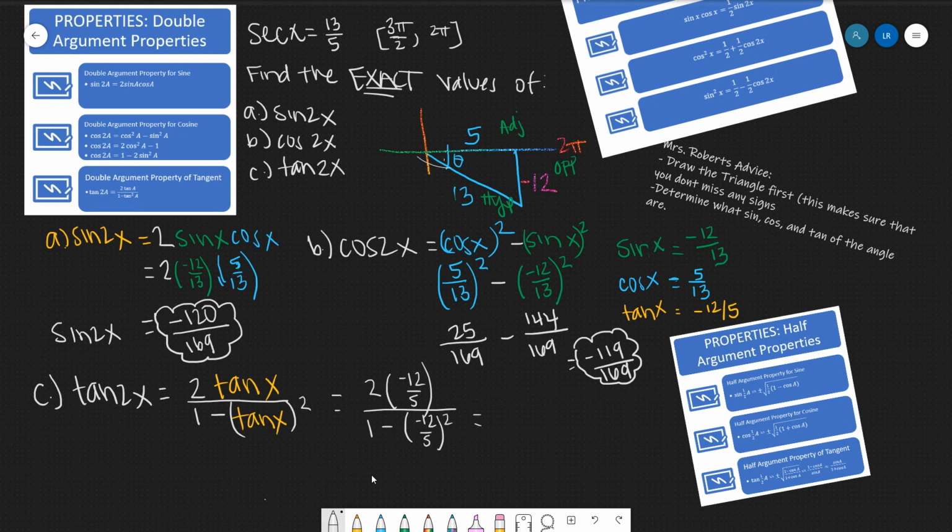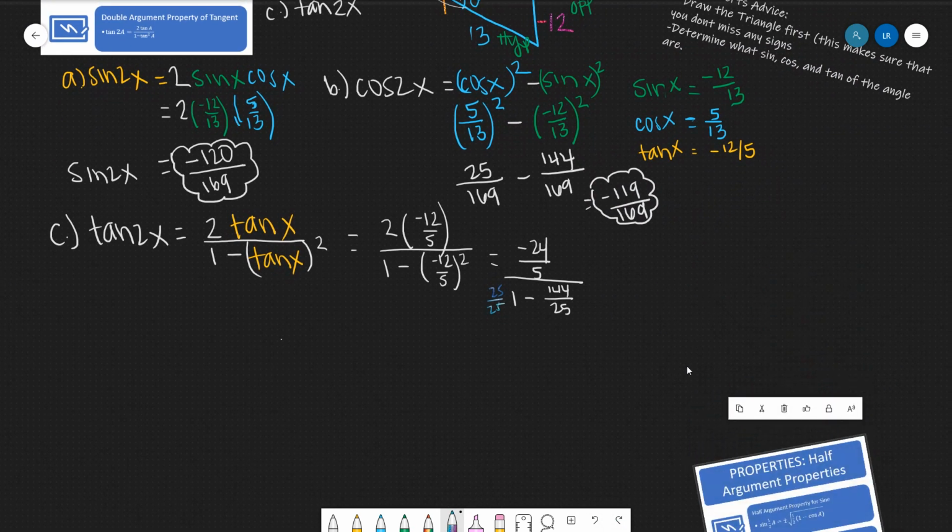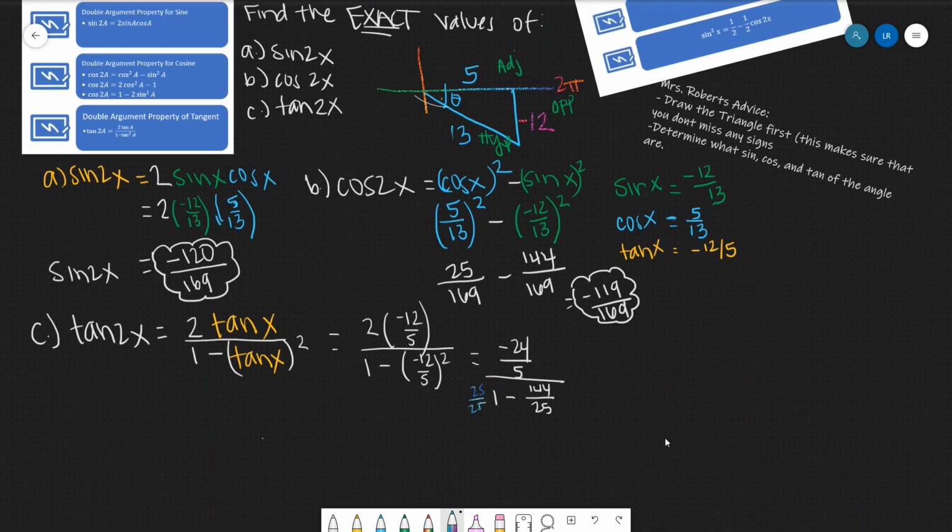We're going to do some algebra here. So in our numerator, 2 times negative 12 is negative 24 over 5. In our denominator, we're going to have 1 minus 144 over 25. We need to combine this, so I'm going to change this into a 25 over 25. I'm going to move this for a moment. Scroll that up, move that. Okay, and so this becomes negative 24 over 5 over negative 119 over 25.